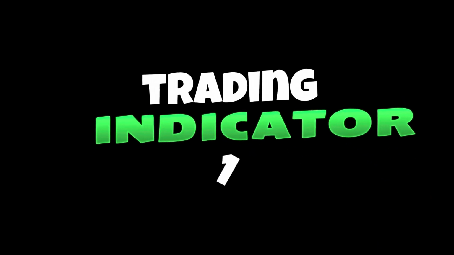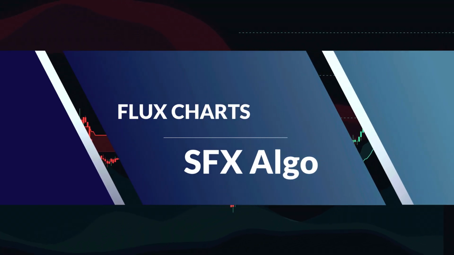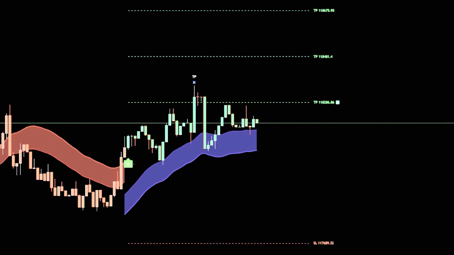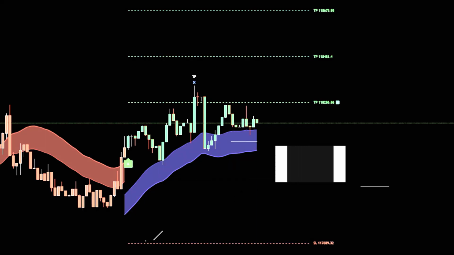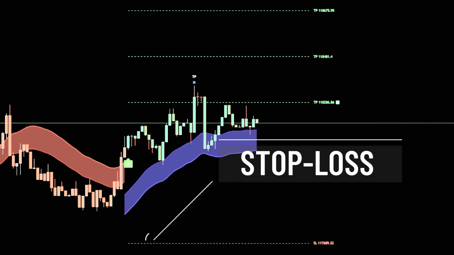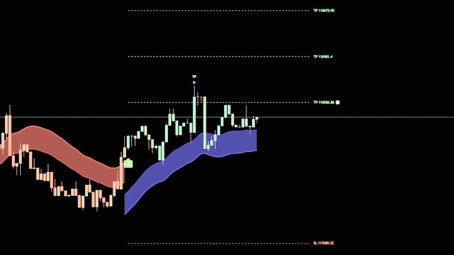The first node we'll look at is an indicator called Flux Charts' SFX algo. All this does is analyze market data to print straightforward buy and sell signals on your chart. It also gives you suggested stop loss and take profit levels, which is great because it helps you start thinking about risk management and trade structure right away, a crucial habit to build.